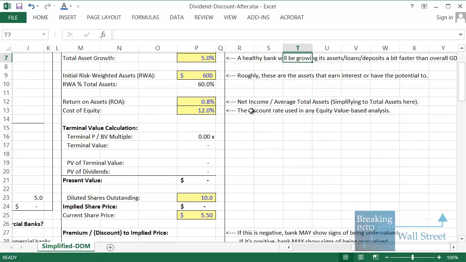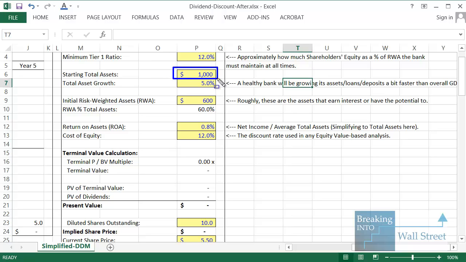The total assets that we're starting with, $1,000. So obviously a real bank would have a lot more than this. This is in millions, so it actually is a lot more than this, but that's just our starting assumption. Growth rate of 5%. Generally, a healthy bank is going to be growing its assets and loans and deposits more quickly than the overall GDP growth rate. So overall GDP is growing at 3, 4%, 2%, something like that. Reasonable to expect a 5% growth rate for assets.